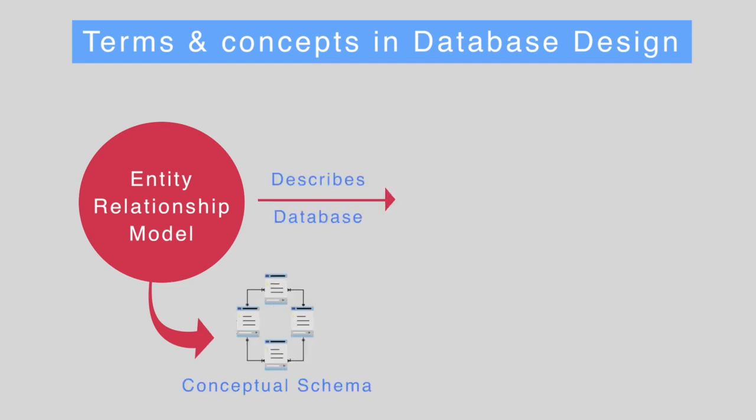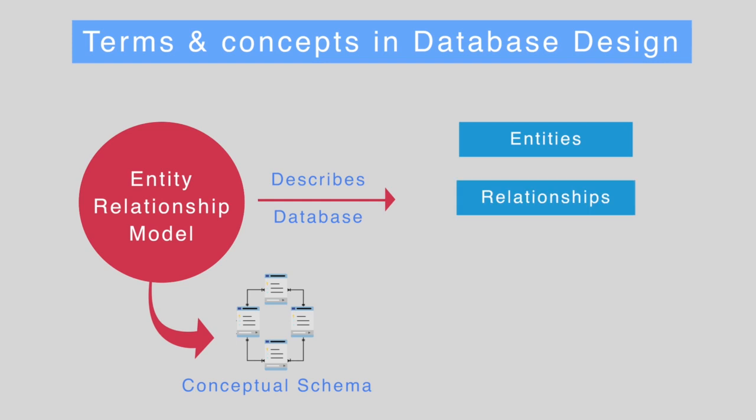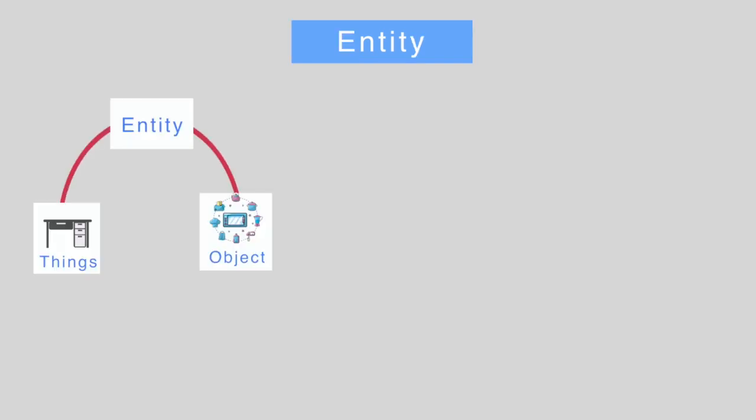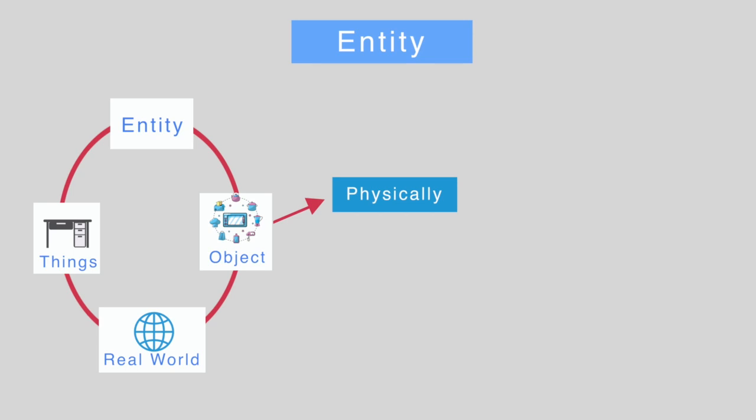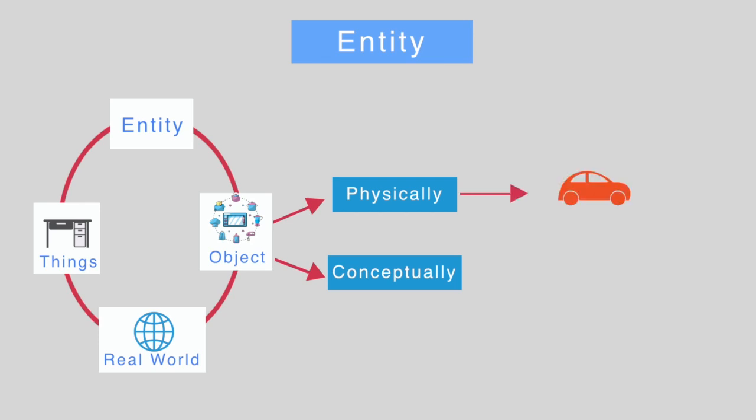It describes the database as entities, relationships, and constraints. An entity is a thing or an object in the real world with independent existence. The object needs to exist physically or conceptually. For example, an entity can be a physical object like a car or an employee, or it can be a conceptual object like a job or a university course.